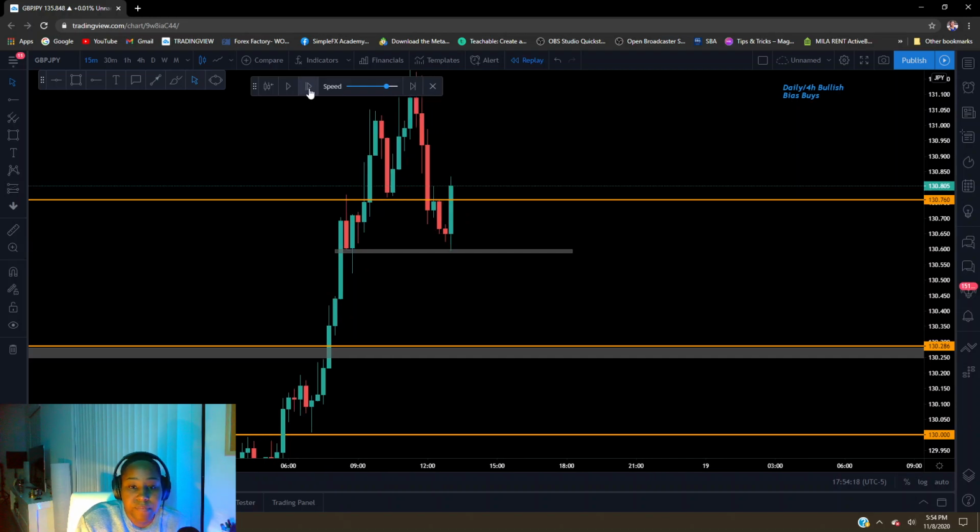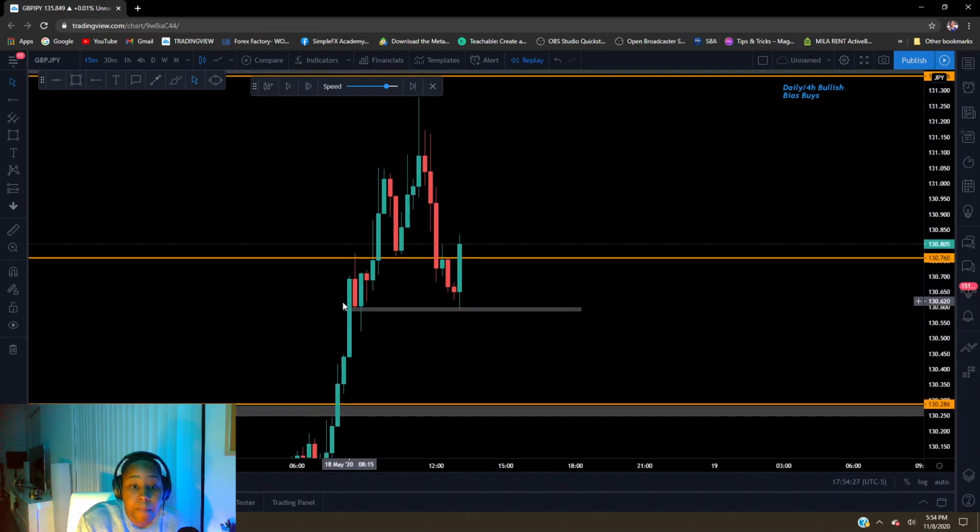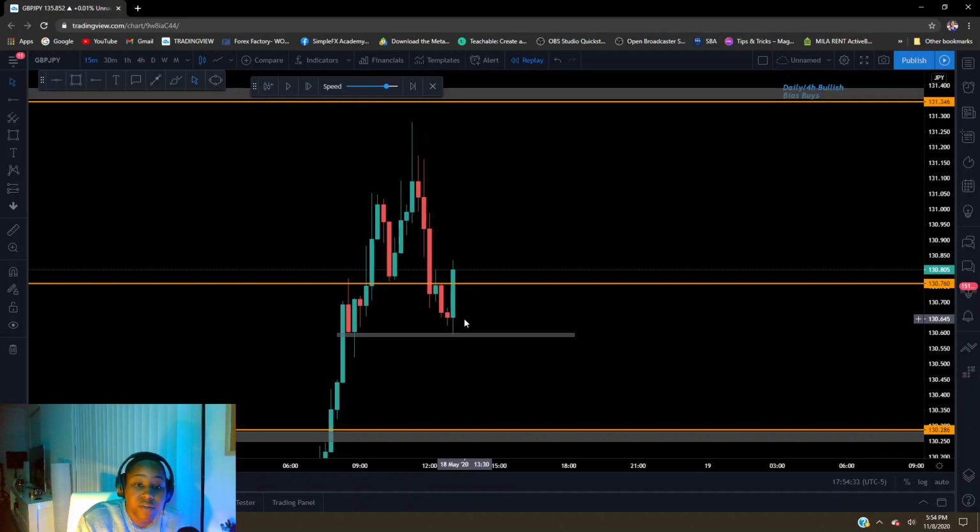So let's see. Okay, we retraced off this level, so we didn't come down. We retraced off it. We broke this high. So are we still in a buyer's market? Yeah, this wasn't broken. If this was broken, it would have continued down. It should have, but it wasn't broken. It's continuing back up. So do I have another buy opportunity here? Yeah, I might have another buy.